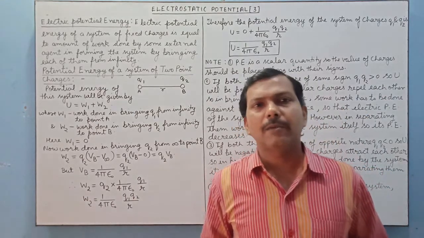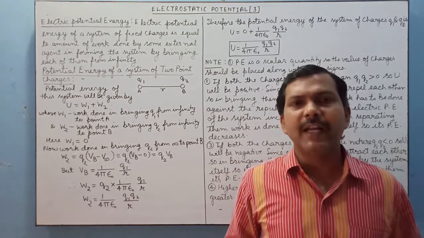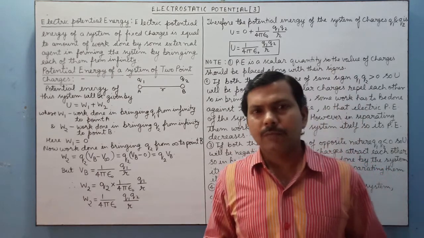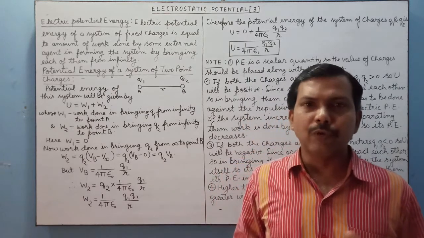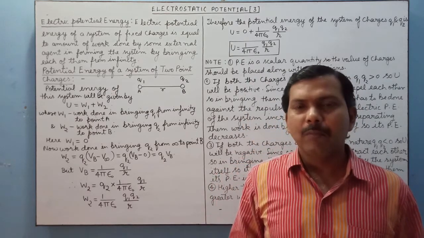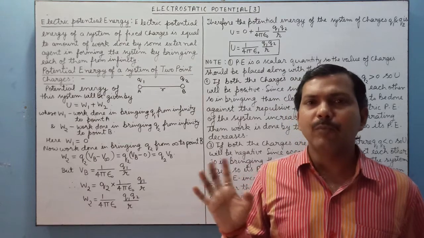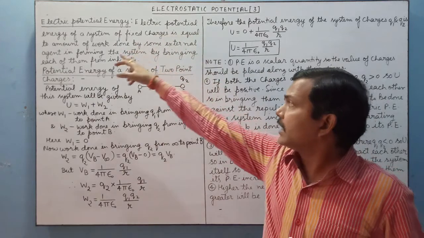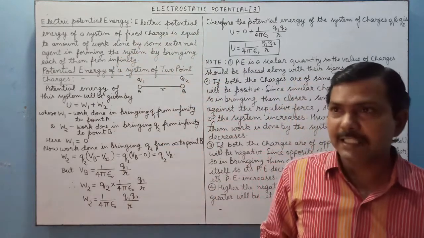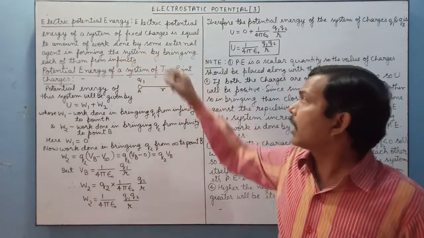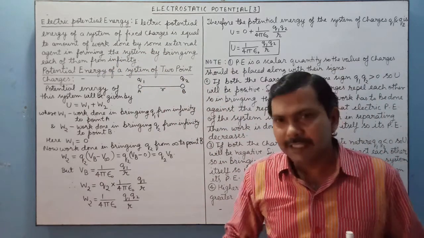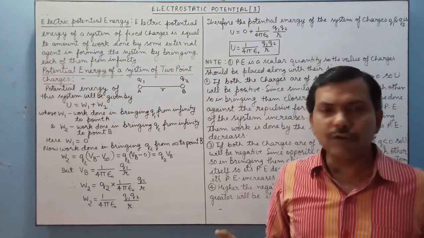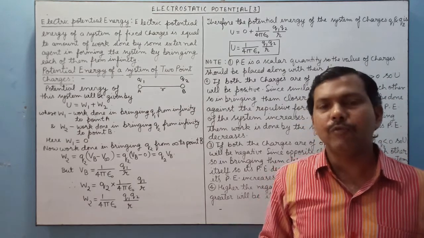When the charges are placed at infinite distance, there is no force acting between them, so the potential energy is considered to be zero. So if any charge is placed at infinity, its potential energy will be zero. So the electric potential energy of a system of fixed charges is equal to the amount of work done by some external agent in forming the system by bringing each of them from infinity to that point.